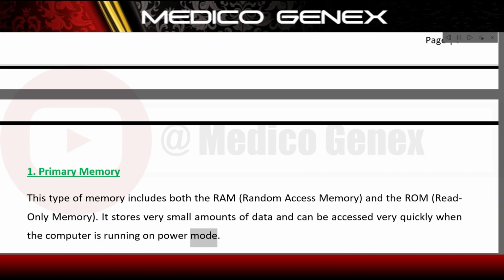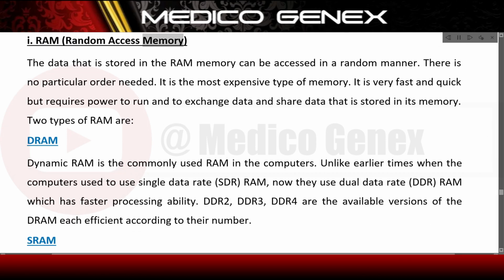mode. RAM, random access memory. The data that is stored in the RAM memory can be accessed in a random manner. There is no particular order needed. It is the most expensive type of memory. It is very fast and quick but requires power to run and to exchange data and share data that is stored in its memory. 2 types of RAM are DRAM.